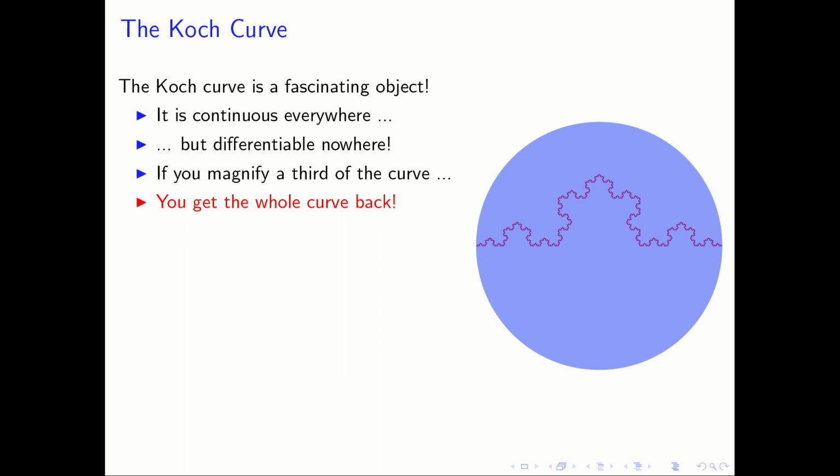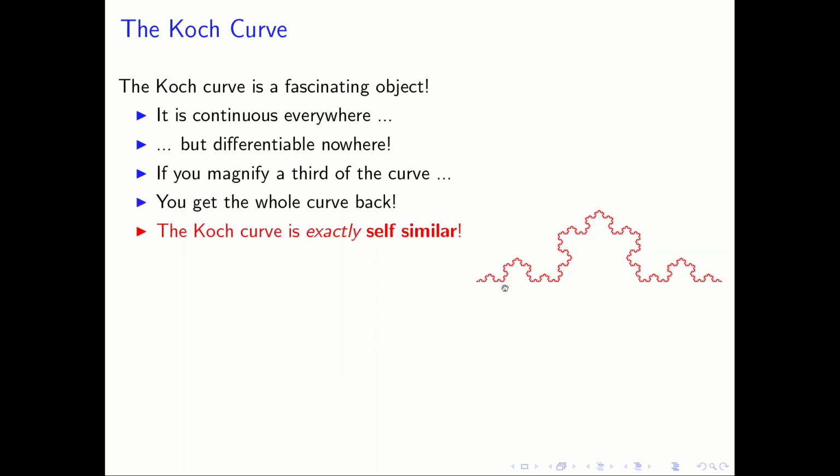In general, blowing up by a factor of 3, 1/3 of the level n Koch curve should give you the level n minus 1 Koch curve, the previous level. But after all, our actual Koch curve is what you get after infinite iterations. So if you blow a third of it up, you are going to get exactly the full curve. So this is exact self-similarity.